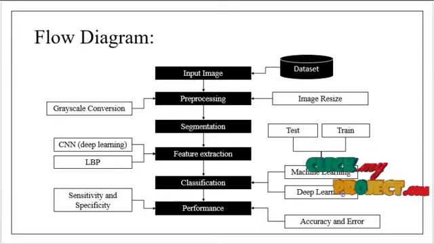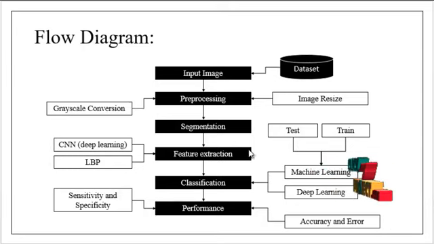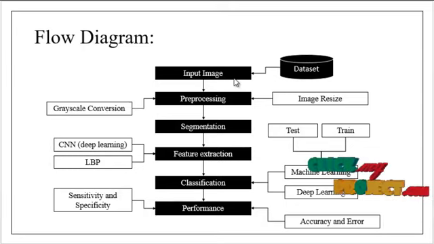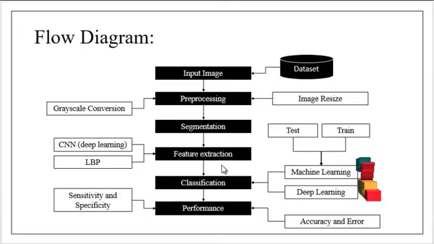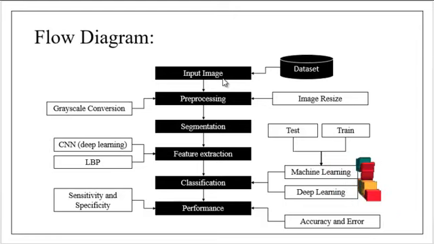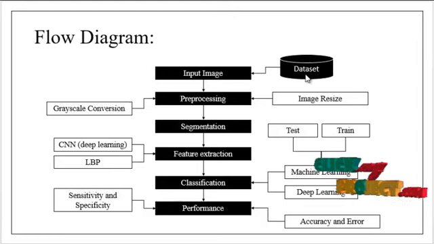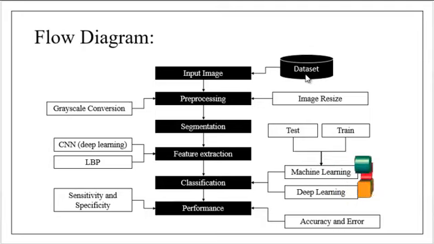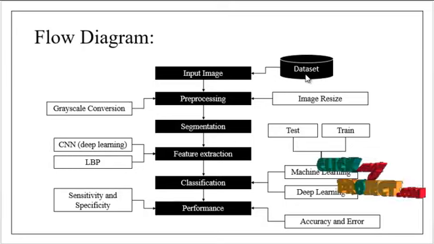Now we are going to discuss the flow diagram of the process. This is the overall working flow of this project. This project consists of modules such as input, pre-process, segmentation, feature extraction, classification, and finally performance estimation. So in this, first an input image is taken from the dataset. The dataset consists of lots and lots of images belonging to emotions like happy, sad, disgust, fear, surprise, and so on.